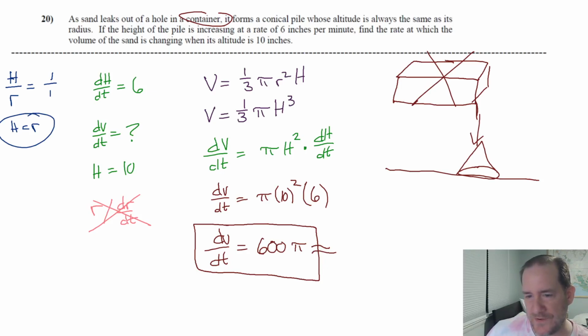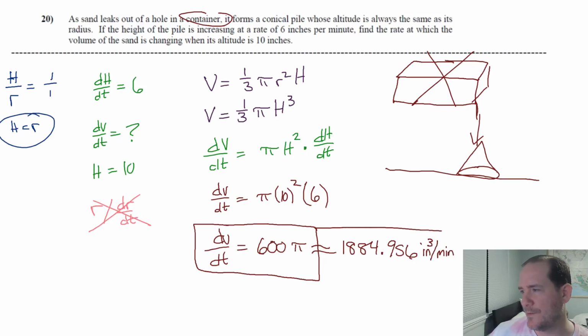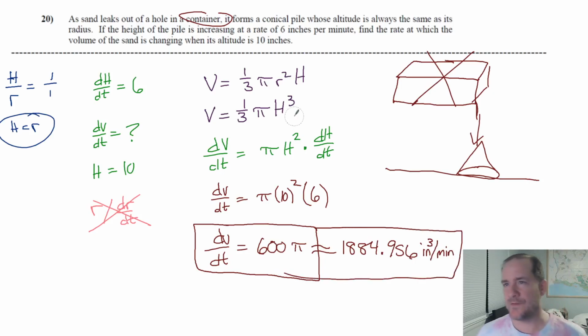Okay, anyway, what's 600 pi, since you got to give me that decimal? 600 pi is 1884.956. And again, since this is the rate of change of volume, it's going to be cubic inches per minute. I'll put a box around that guy too. But there you go. There's another one done.